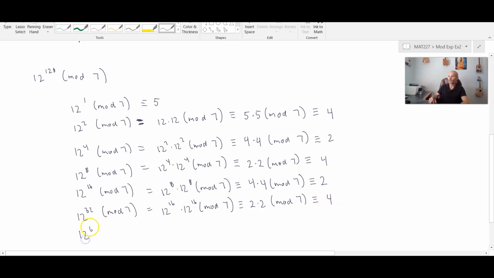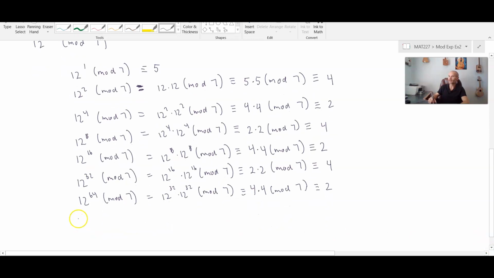Now we're almost there. 12 to the 64th mod 7 is equal to 12 to the 32nd times 12 to the 32nd mod 7. And 12 to the 32nd mod 7 is 4. So 4 times 4 mod 7. And you can see that sometimes this process repeats: 4 times 4, 2 times 2, 4 times 4. And this gives me a remainder of 2.